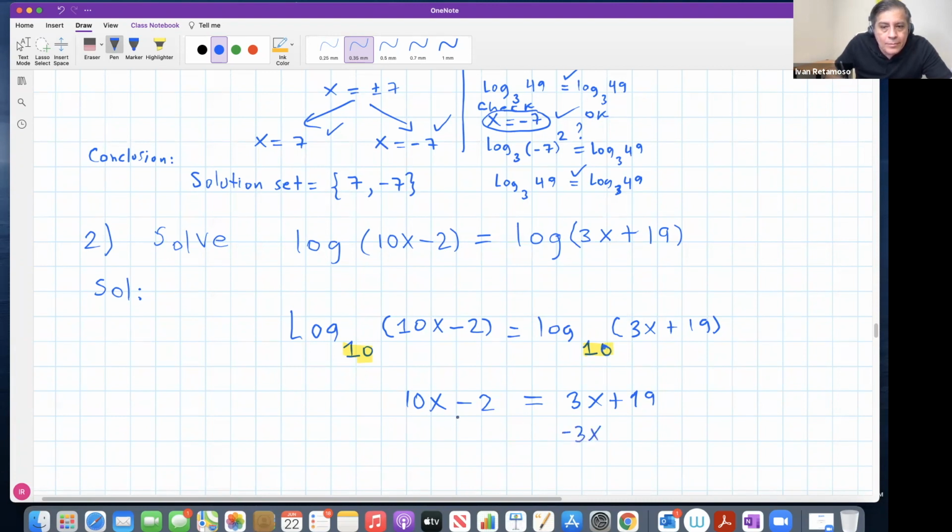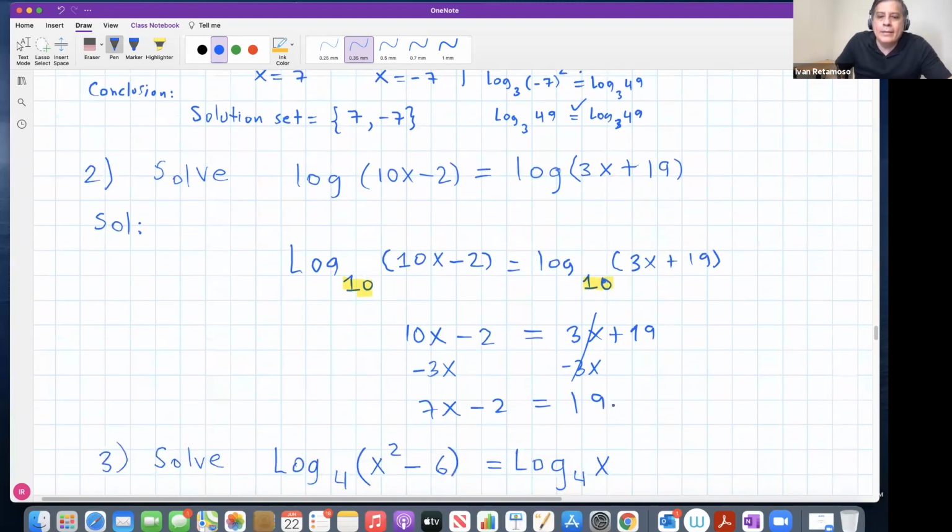First, I'm going to transpose this term to the left side. For that, I am subtracting 3x on both sides. I get this. And then adding 2 to both sides, I get that 7x equal 21. Dividing both sides by 7, I get my solution: 21 over 7, x equal 3. Okay, now this is a candidate for a solution. You must check in order to make sure that this is a good solution.